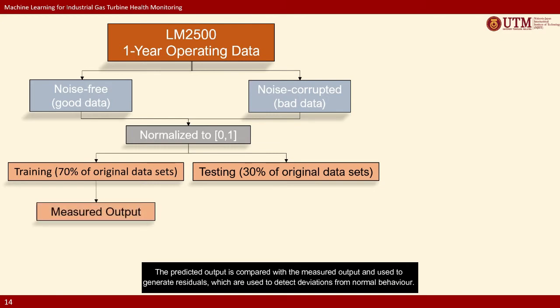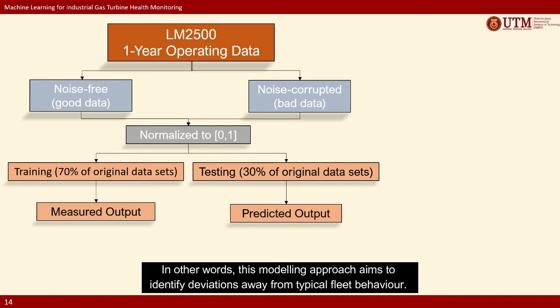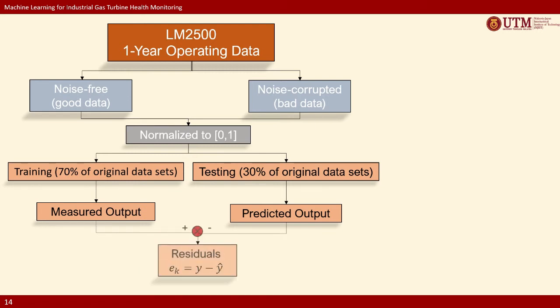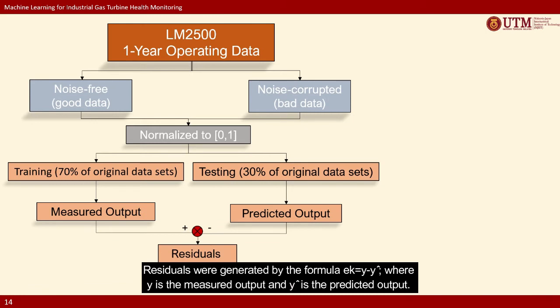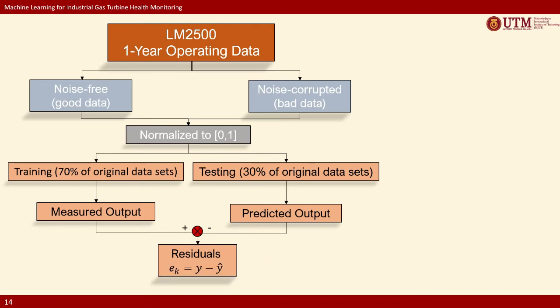The predicted output is compared with the measured output and used to generate residuals, which are used to detect deviations from normal behavior. In other words, this modeling approach aims to identify deviations away from typical fleet behavior. Residuals were generated by the formula Ek equals y minus y bar, where y is the measured output and y bar is the predicted output.